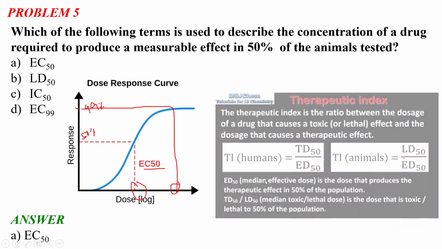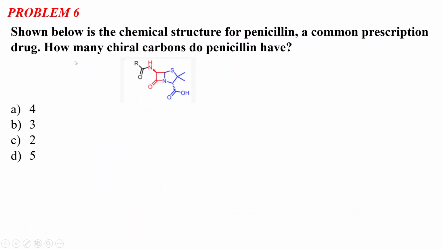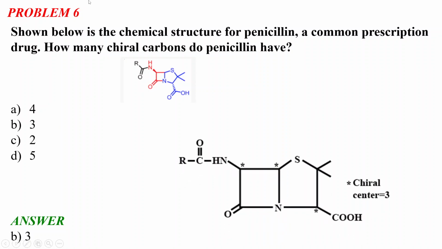Okay, I will show you. The correct answer is B, 3. There are 3 chiral carbons present here. This star mark denotes the chiral center. Two chiral centers are very easy to notice, like this one. As you can see, there is a bold and a dashed bond, and this one also. So these two are very easy to notice.